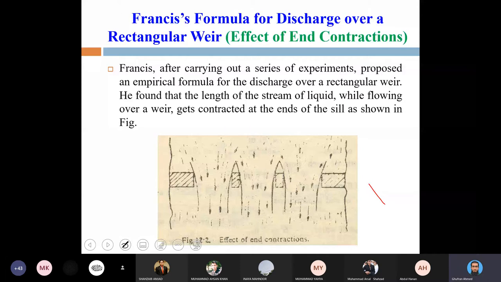Okay. So the next topic is basically the effect of end contractions. I told you earlier that the effect of contractions comes into this. Just like if we have a weir in an open channel, but the weir is up somewhat here, there is no effect of end contraction. But if we make a weir like this, then there would be an end contraction just like this. You can see. Now observe this figure well, and let any one student tell me what effect the end contraction has on the flow.